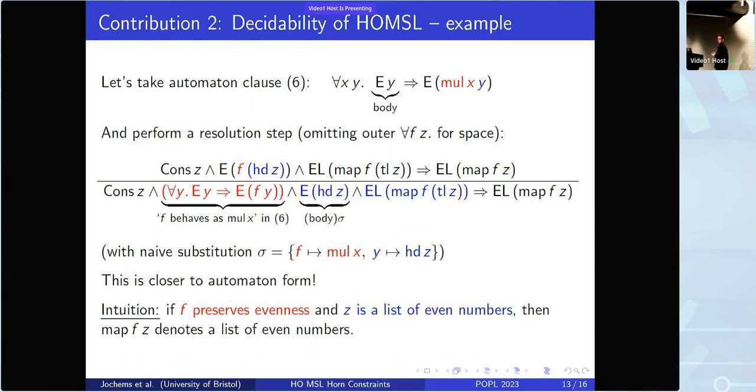And yeah, the intuition behind this clause is of course, if f preserves evenness, which is the red part, and z is a list of even numbers, which is the blue part, then that z denotes a list of even numbers.